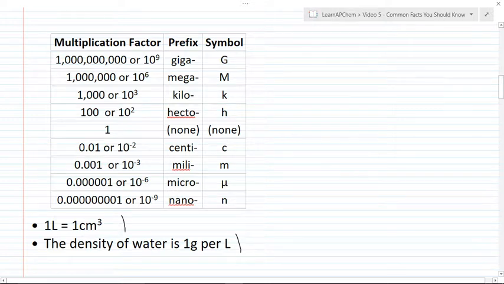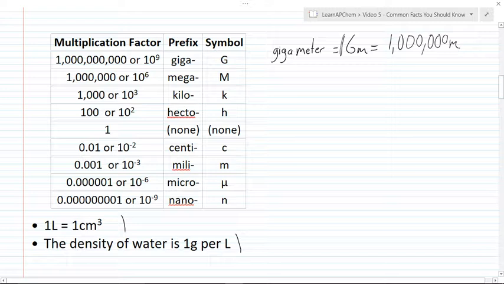First thing is these metric conversions. You've got to memorize the multiplication factors, the symbols here, and the prefixes. So know that a gigameter could also be written like this, and we'll say 1 gigameter equals 1,000,000,000 meters. You should also know that 1 liter equals 1000 centimeters cubed, and that the density of water is 1 gram per milliliter.